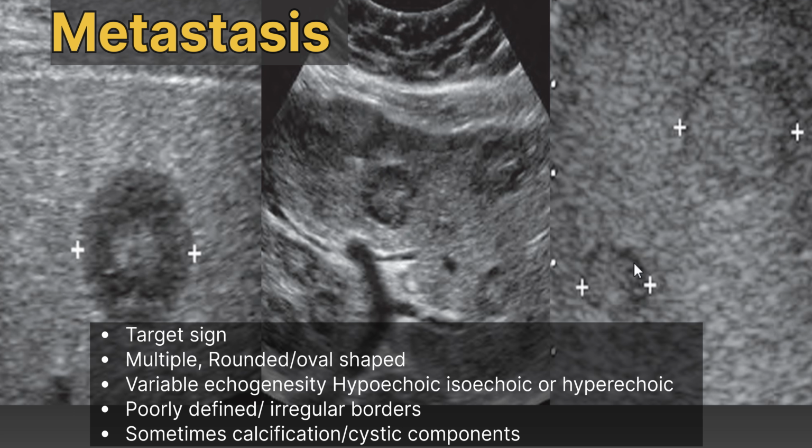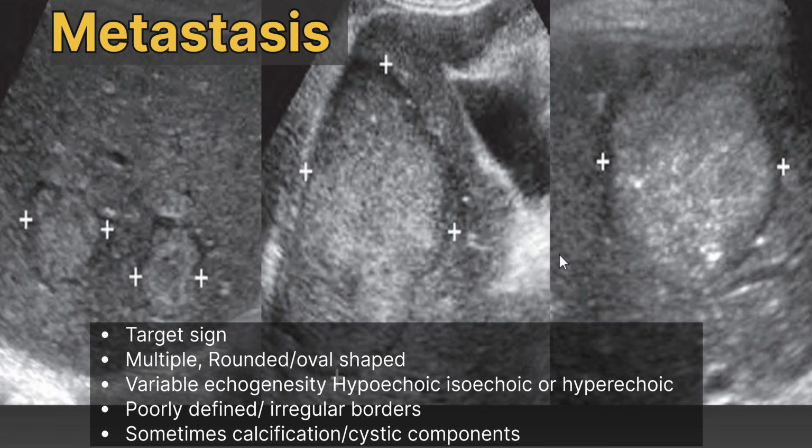Now, this is another case that shows two metastatic lesions that are isoechoic to the liver parenchyma and show a thin hypoechoic halo. Now, this is a case that shows multiple hyperechoic metastatic lesions with a thin hypoechoic rim, and this is a large lesion that is almost hyperechoic, but its rim is thin and hypoechoic. That was the property of the metastasis.